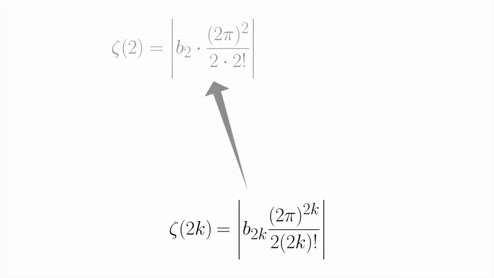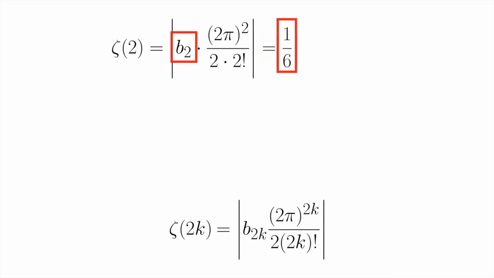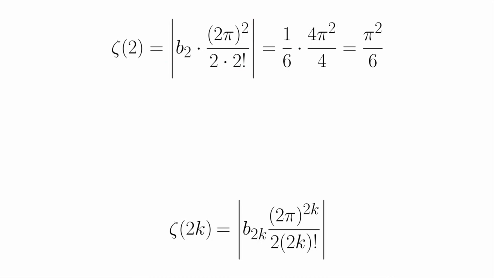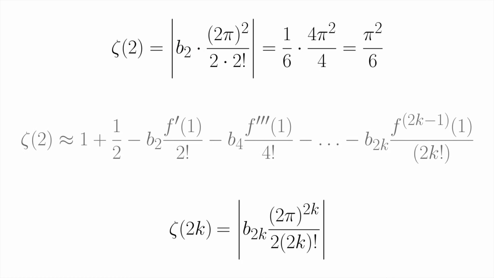Using this, we can check, for example, that zeta of 2 is 1/6 times 4 pi squared over 4, which is pi squared over 6. And so, another way to think about this 6 in the denominator of pi squared over 6 is that it's the 6 in the denominator of the fact that the second Bernoulli number is 1/6. It must be noted how striking it is that this strange sequence of constants, the Bernoulli numbers, appeared both in the way that Euler approximated zeta of 2, as we discussed in the previous video, but also in his eventual formula for the exact value.